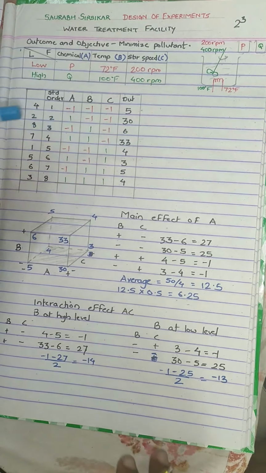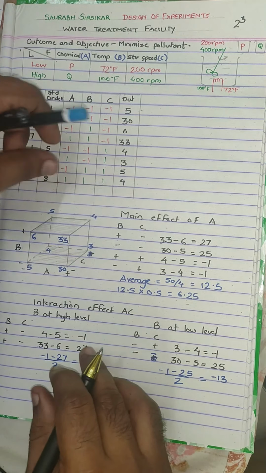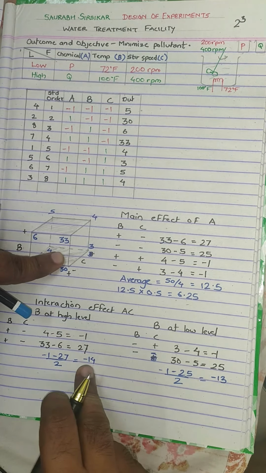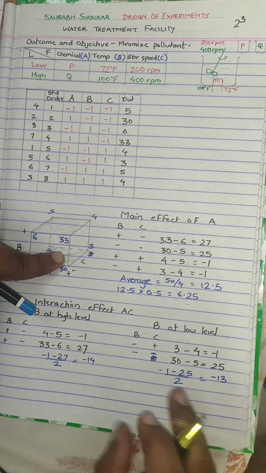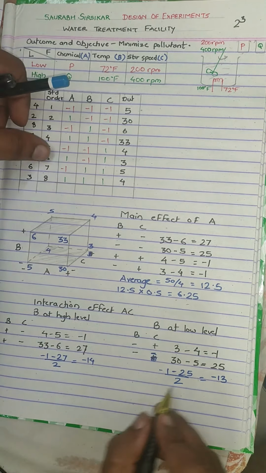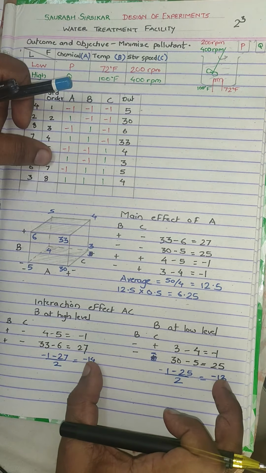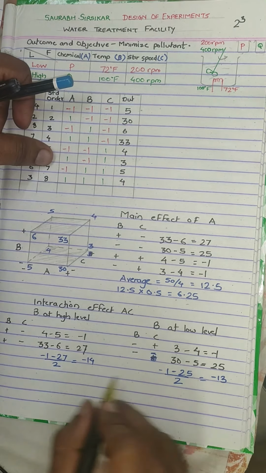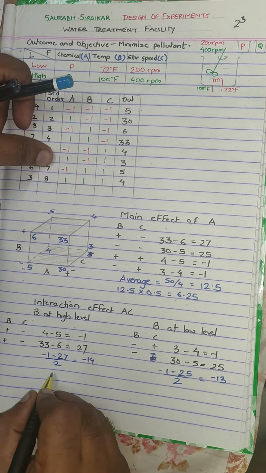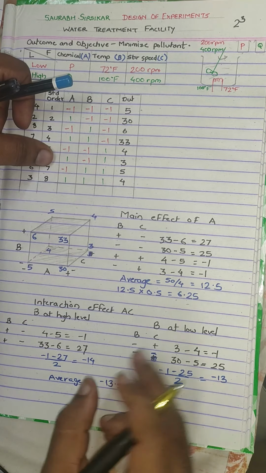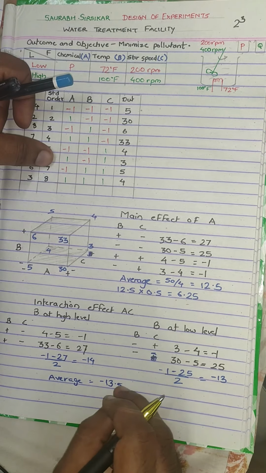Now we have the interaction effect AC at the upper plane and at the lower plane as minus 14 and minus 13 respectively. When I want to put it in the equation of the predictive model, I have to take the average of these two values, and the average is minus 13.5. What I will report in the equation is half of this average.